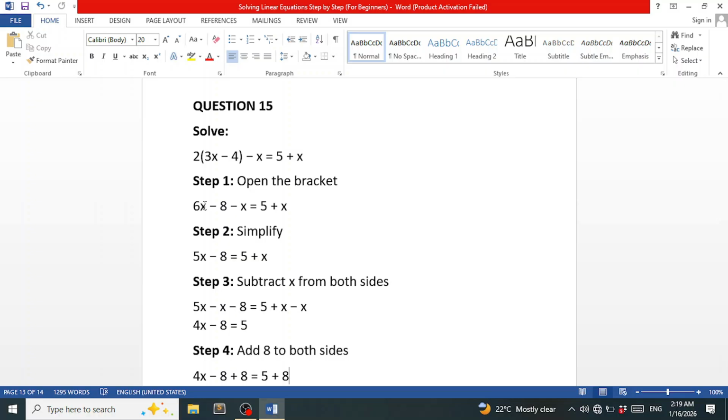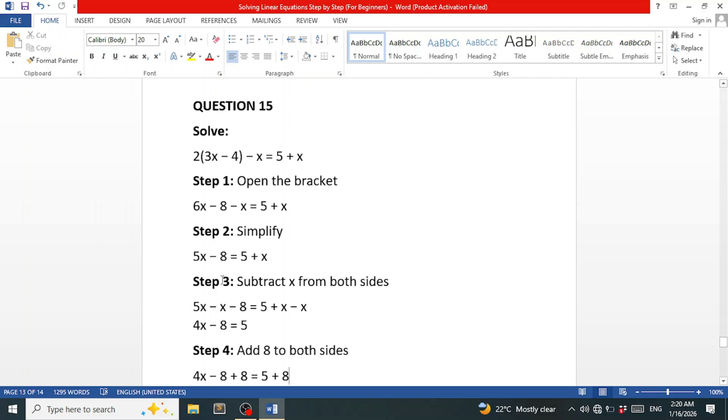That means, what I'm gonna do is to first see here 6x minus 8 minus x. We're gonna have 6x minus x because they are all on the left side. We are allowed to do that. Then we're gonna have 6 minus 1, which is 5, but there is x. So you're gonna have 5x minus 8 equals 5 plus x right here. Now this step 2, we have completed it. Simplification. We simplify where necessary, or when it is possible.